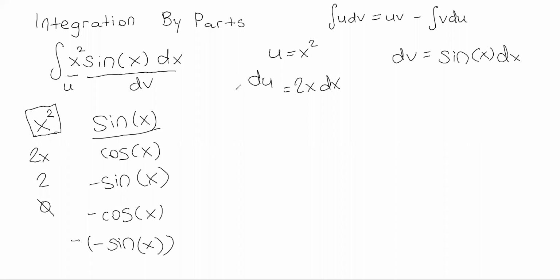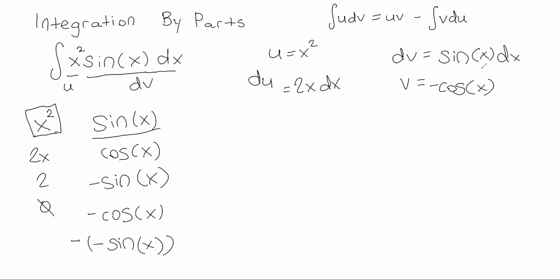But what if we went backwards? What if we had du and we wanted to find u? Well, then we take the antiderivative naturally, do the opposite of taking the derivative. So the same thing applies right here with dv. We want to take the antiderivative of dv, which gets us v. So the antiderivative of sine of x is negative cosine of x.